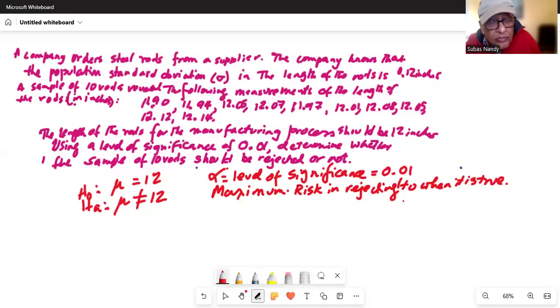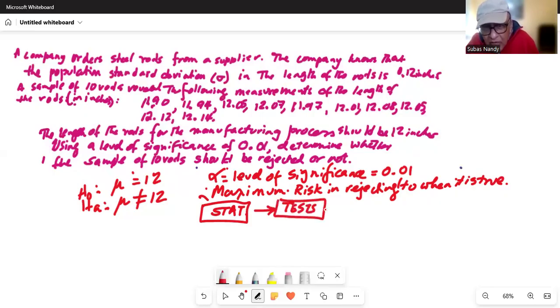Okay. So what will I do? How will I proceed? I will use the TI-84. So first thing I will do is press the stat button, then highlight test on the top row, and then press the number one key.